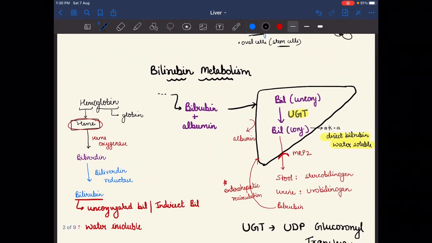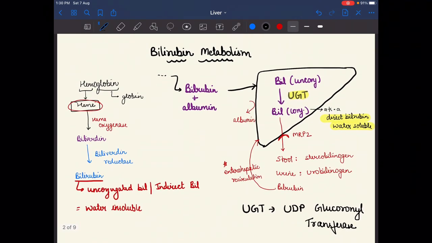Now the bilirubin metabolism. How does bilirubin metabolism occur? Hemoglobin breaks into the heme component and the globin part. Heme, with the help of the heme oxygenase enzyme, is converted into biliverdin, and biliverdin with the help of biliverdin reductase is converted into bilirubin. This bilirubin is unconjugated bilirubin, or indirect bilirubin, because it is water insoluble.